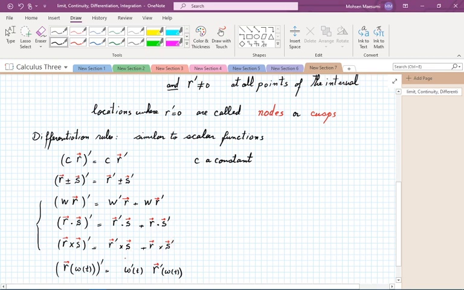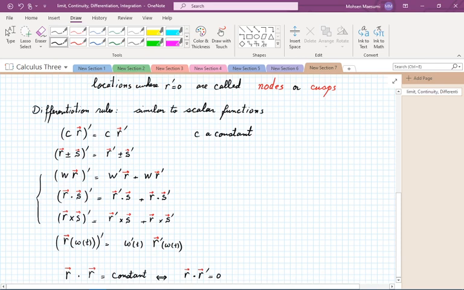How about the chain rule? Again, no change here. If you have a vector valued function whose argument has been replaced by some other scalar function, you want to differentiate: this is the derivative of the interior function times the derivative of your vector valued function calculated at the interior function.